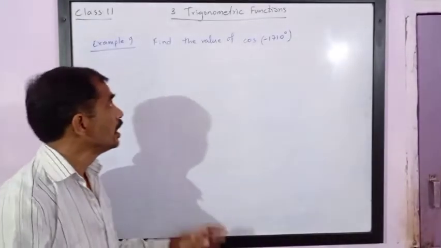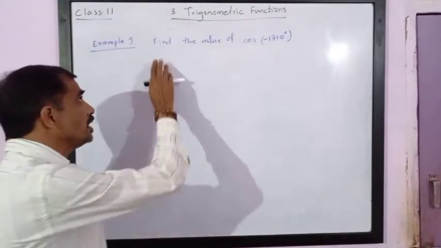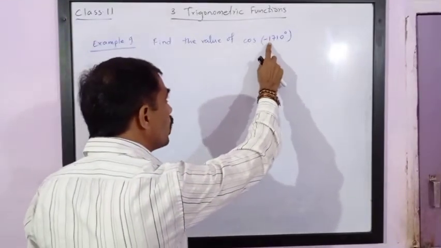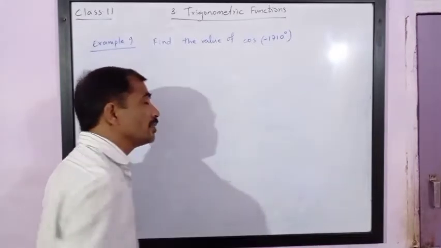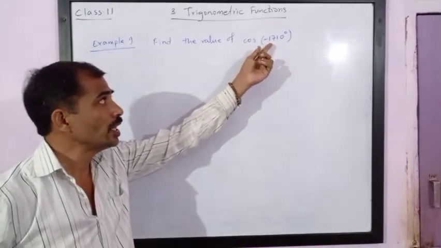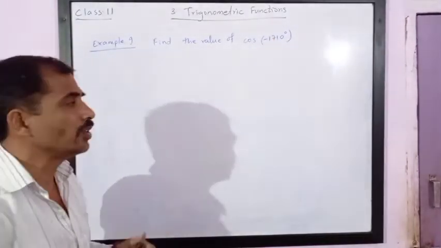Dear friends, next is a nice example. Find the value of cos of negative 1710 degrees. Cos of negative 1710 degrees. Now try to understand this.